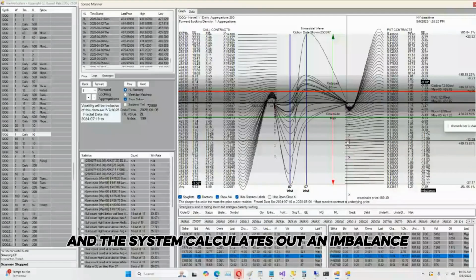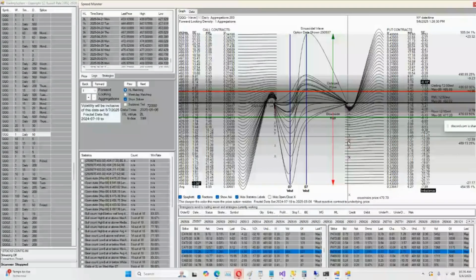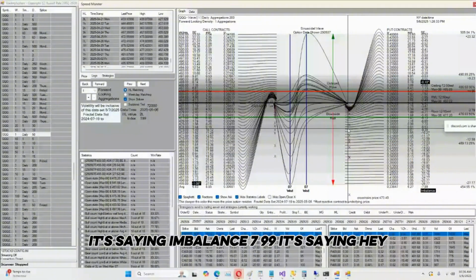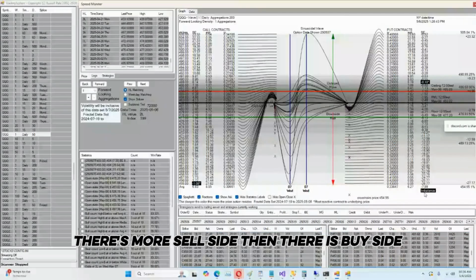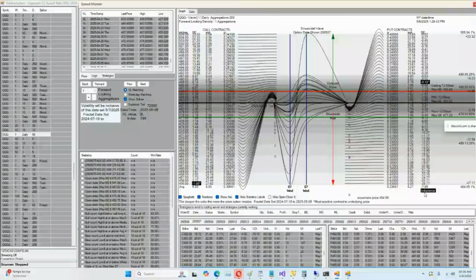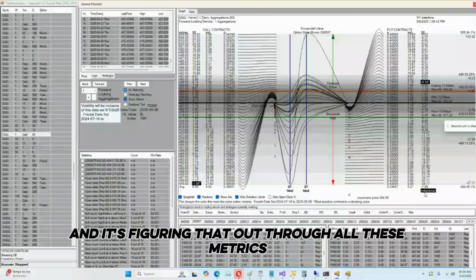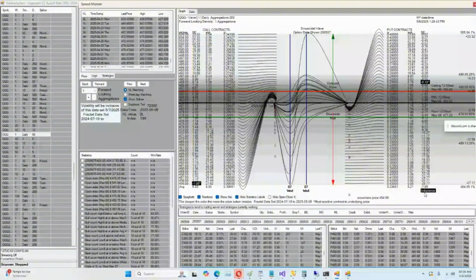And the system calculates out an imbalance. See down here on the right, it's saying imbalance 799. It's saying, hey, the market is having a short side imbalance. There's more sell side than there is buy side. And it's figuring that out through all these metrics that we're producing. And it's saying the imbalance is short, and it visually tells us that.